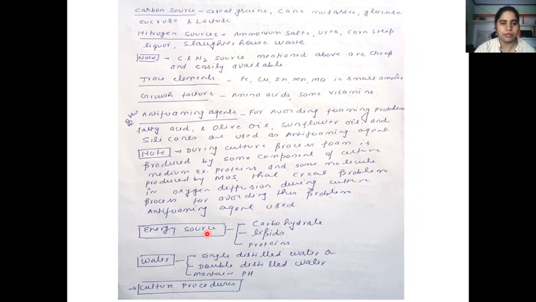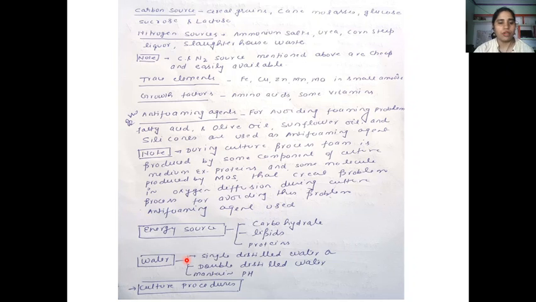So next is the energy source. In the board exams, a question is asked like this: write down the energy sources during the media preparation for the microorganism. They are carbohydrates, lipids, and proteins. These sources ultimately come from the carbon sources, such as cereal grains, cane molasses, glucose, sucrose, and lactose.